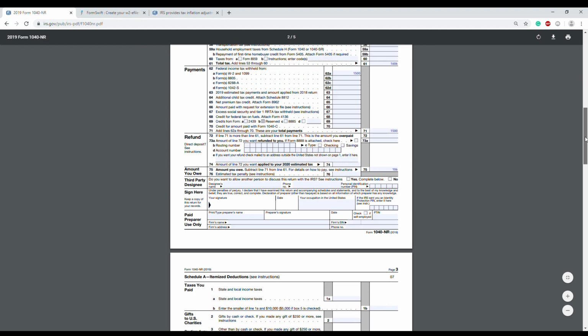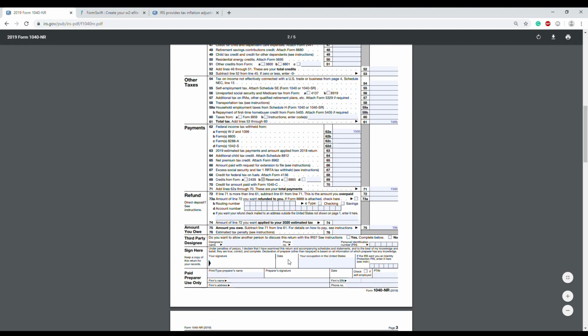Now once you're done that, then you could go back up here, sign it, put the date, and do the same thing as the last example and mail it to the IRS.